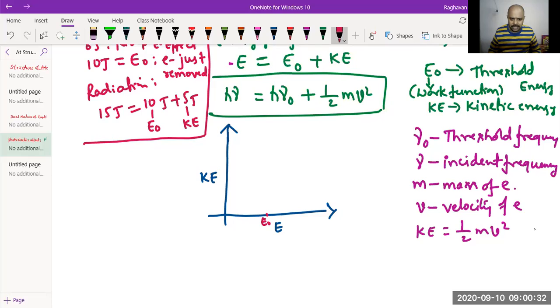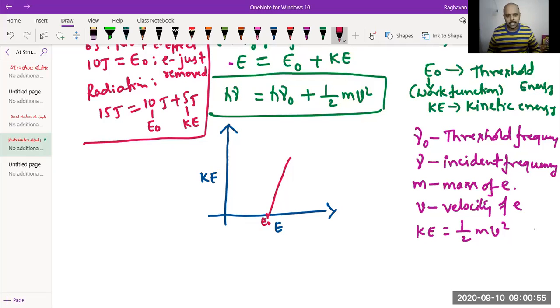Okay. So as the energy of the incident radiation further increases, the kinetic energy of the emitted electron also increases. That's why a graph will be obtained in this manner. So this is not a smooth graph. Let me remove this. Okay, a graph will be obtained.